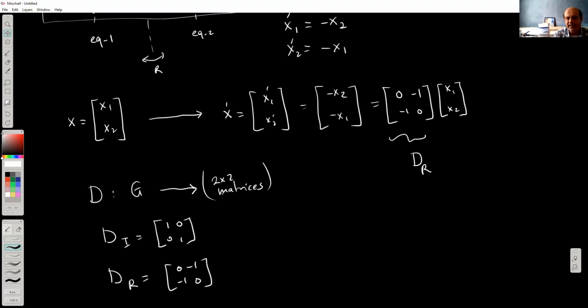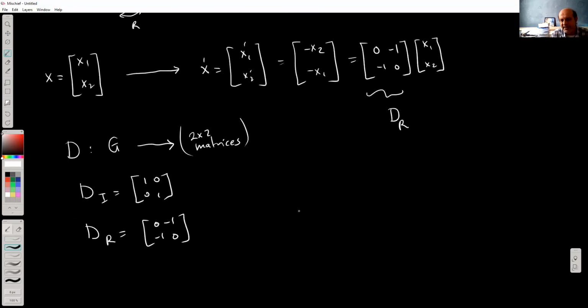Well, basically, a symmetry operation is a transformation of the coordinates. This symmetry operation is a transformation from x to x prime, which is obtained from x by some kind of a linear map. And these are the representation matrices.